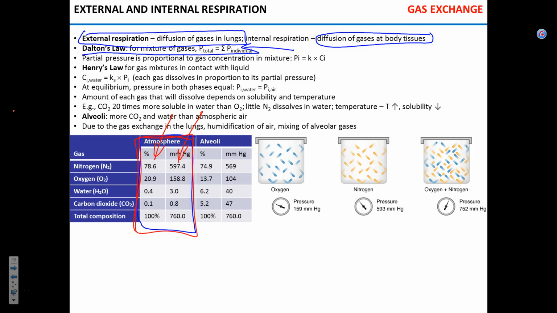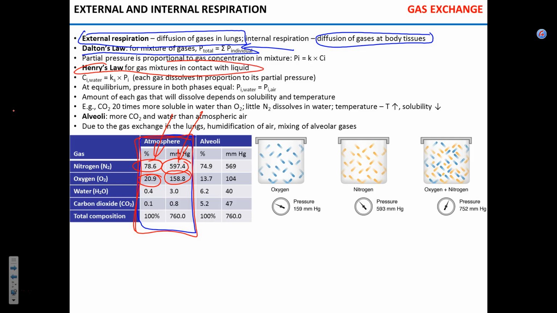Basically, if you take the partial pressure of nitrogen and divide it by the partial pressure of oxygen, you will get the same result as if you take percentages and divide them in the same way. Does that make sense? Now, as you change the concentration of gases, the partial pressure of gases also changes.